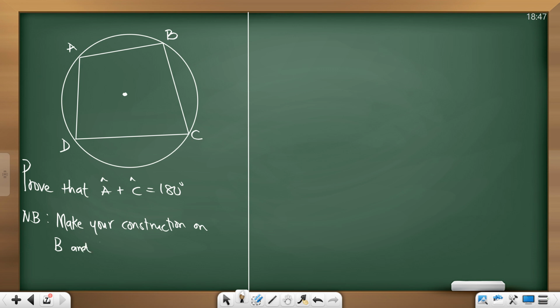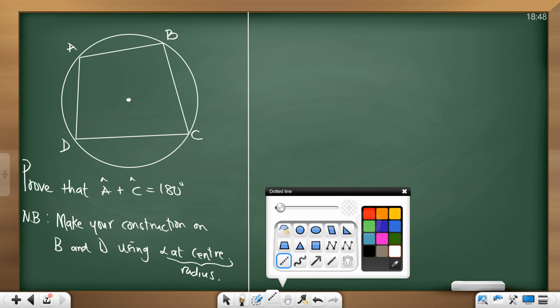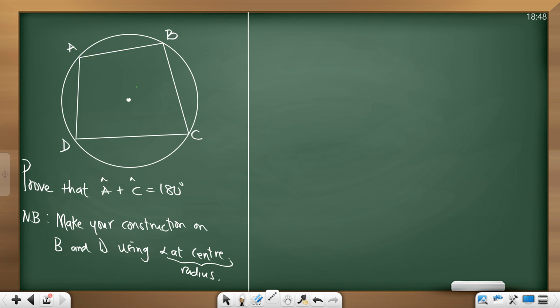Using angle at center, and once I say angle at center, what are you constructing? Radius. But I'm going to use B and D. I know it looks as if it's almost perfect, so I want to shift that a bit to say that's my center. Even if it's straight, it doesn't matter. So I'm going to construct what? I'm going to construct B.